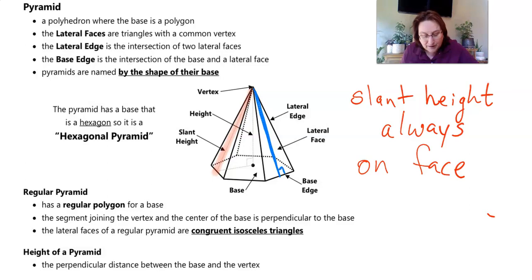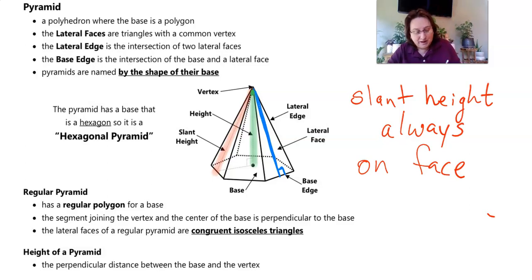This blue line is perpendicular to the edge, okay? But it goes down the face. That is slant height. That's another way to look at slant height. Now, regular height. I'm going to highlight regular height. Regular height goes from the vertex and it goes down to the center of the base.